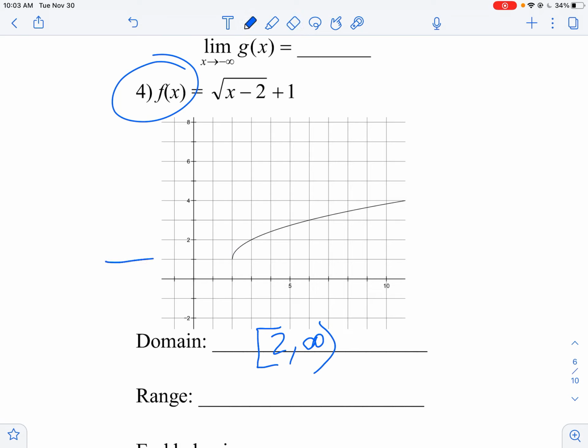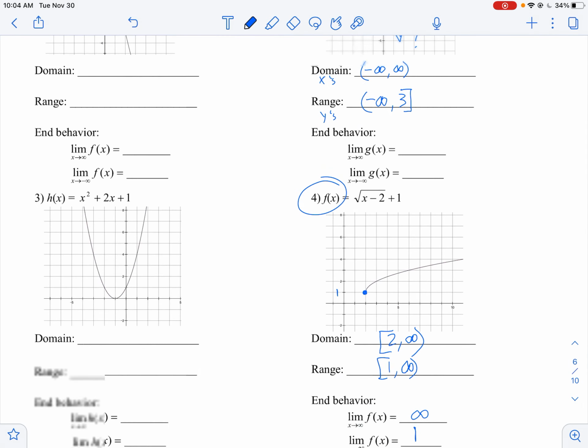On the range, again, you're thinking vertically, what's the lowest it goes? Well, this point here is the lowest point, and the lowest y value is 1, so I'm going to put 1. And then comma, this one is going up forever, so my y values also go to infinity. 1 is the lowest point, so I'm going to have a square bracket on the 1. It's the lowest y value. So there you go. That's what's going on.